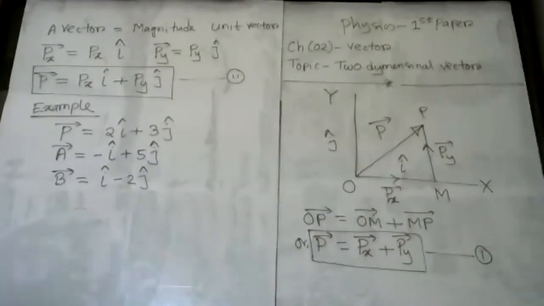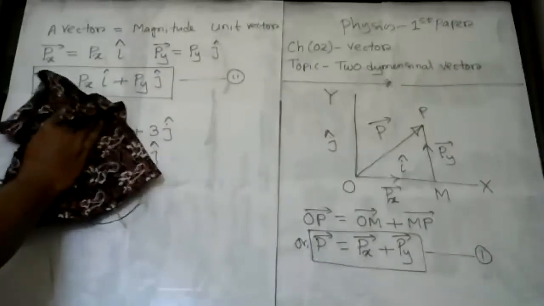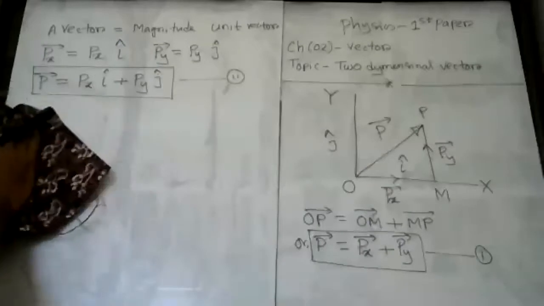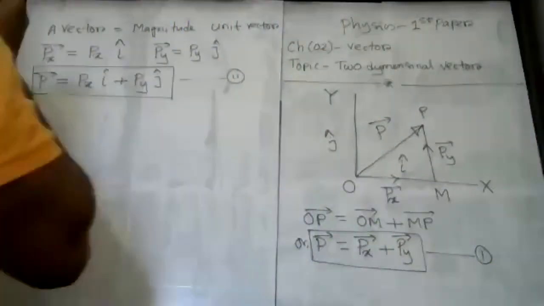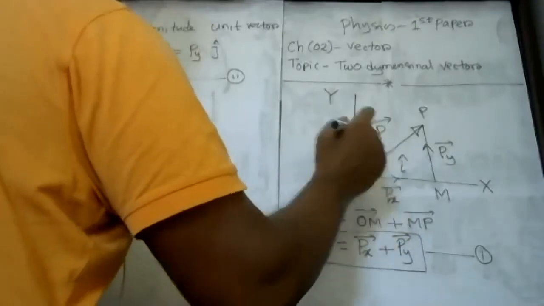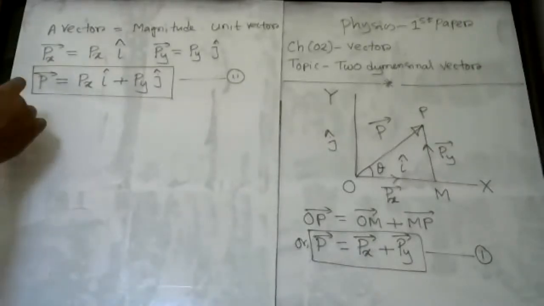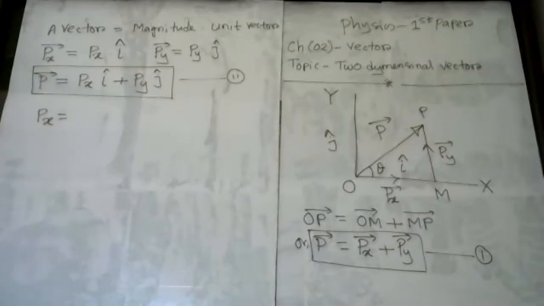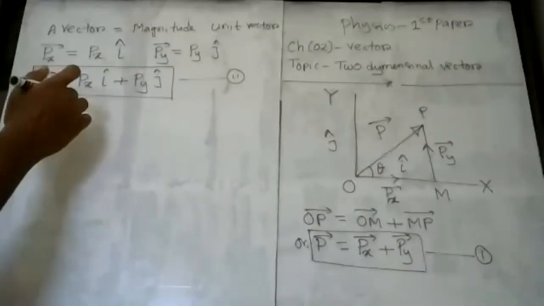In the next step, I'm going to use the concept of component theory. Suppose this vector P makes an angle theta with the x-axis. Then can you say this? Px equal to the horizontal component of P. My dear student, what is Px? Px is the horizontal component of P.